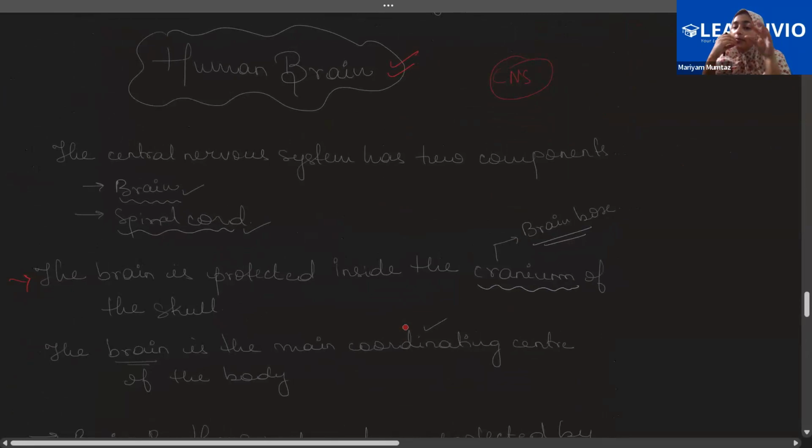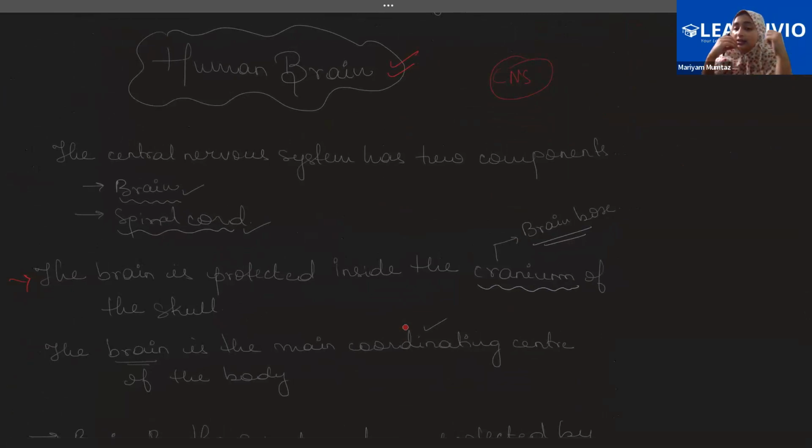Okay. Now, one more thing to remember: just like the brain is protected by a proper bone, known as the brain box or the skull, the spinal cord is also protected in the same way. If you go and touch your backbone, can all of you feel a bone in the middle of your body? That bone is your vertebral column. It is the backbone, and it is responsible for protecting your spinal cord.